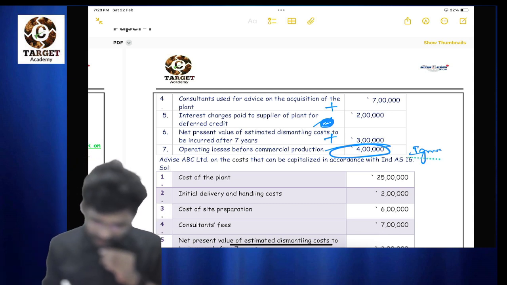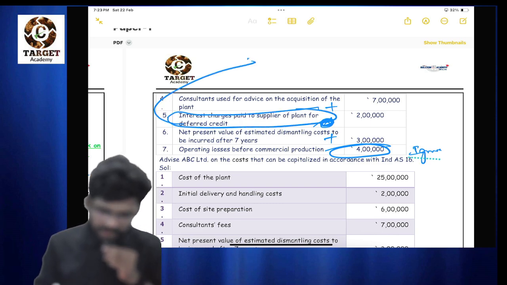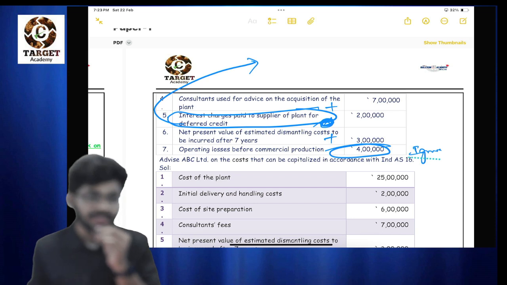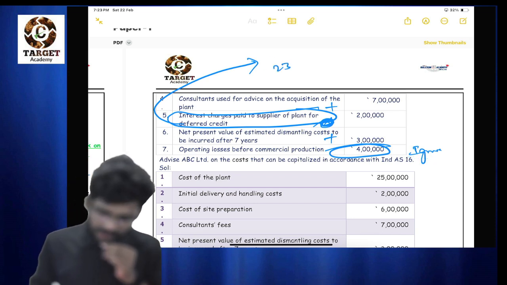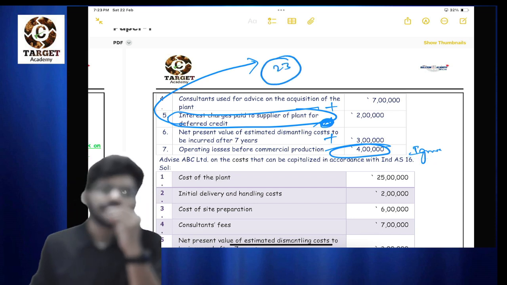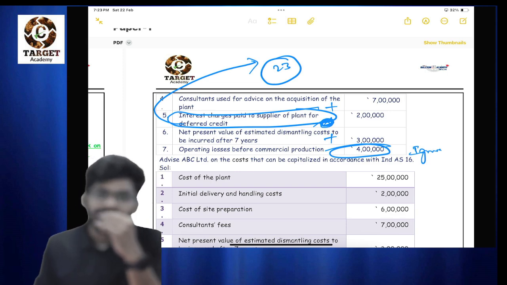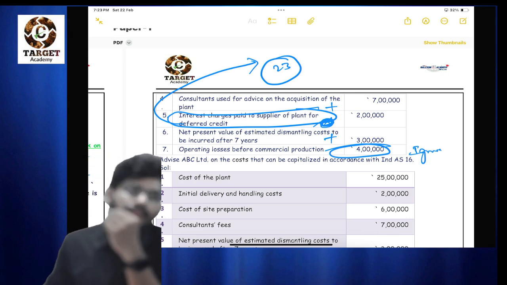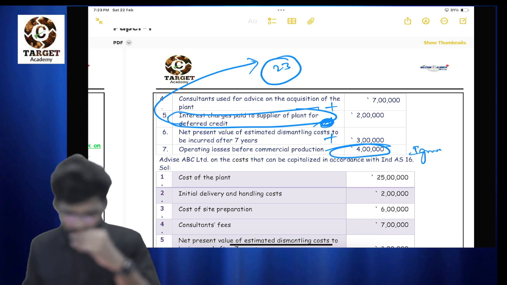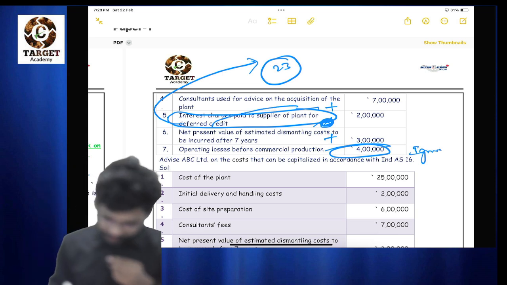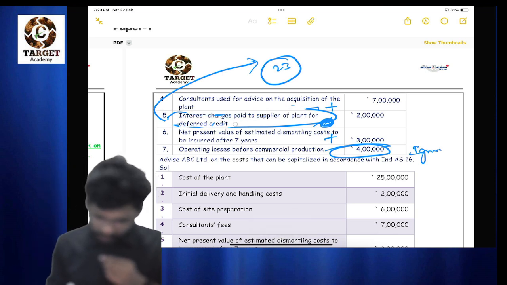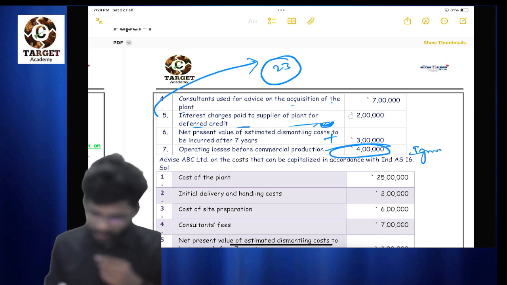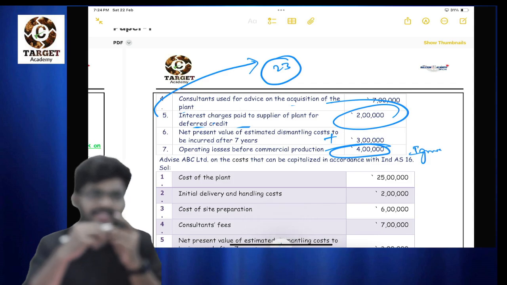For this interest we have a separate standard. This interest also should be added to the value of the asset. That is Ind AS 23 Borrowing Costs. I think you already know, same as Ind AS 16. Correct or not? You already learned this in Ind AS 16. So this interest also should be capitalized as per that standard. Okay. So here please ignore this interest.